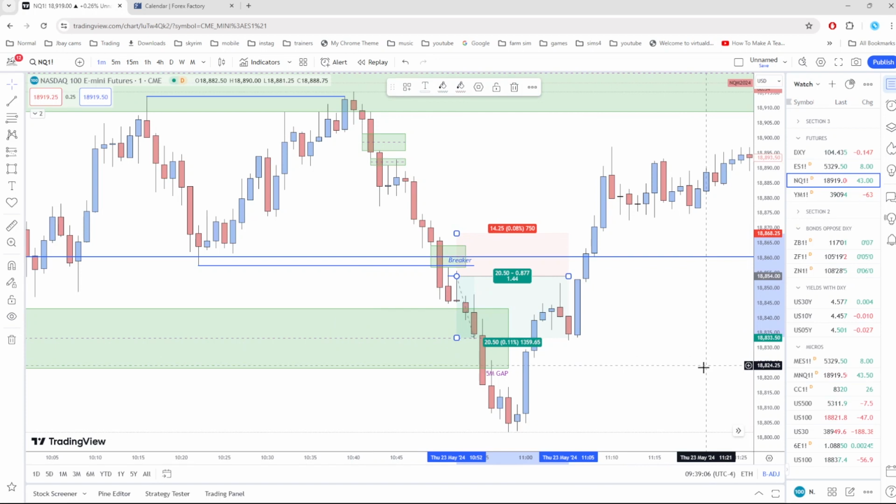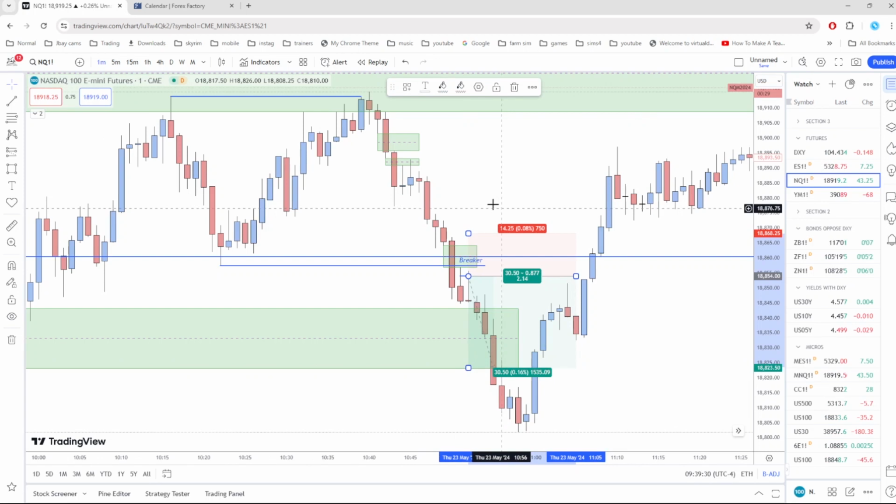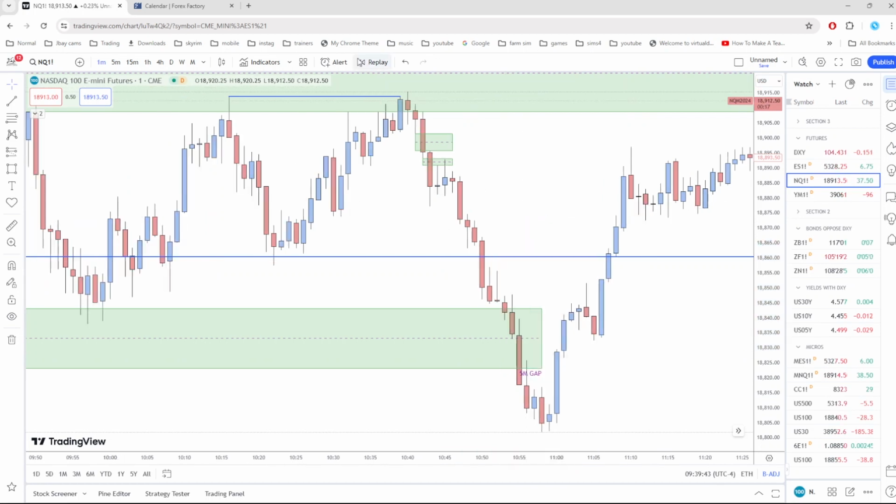Targets, we would be looking at consequent encroachment of this gap would be first take profit, which would be about 5 handles. And then low of the gap could be used as a second take profit. And that is about 7.5 handles that you're looking at. So that is a viable trade entry as well.